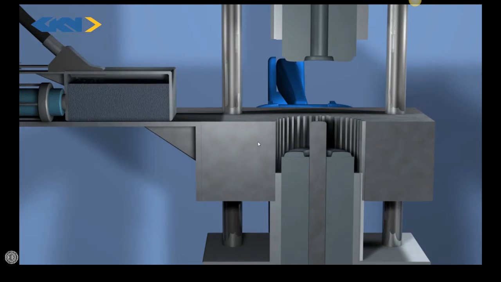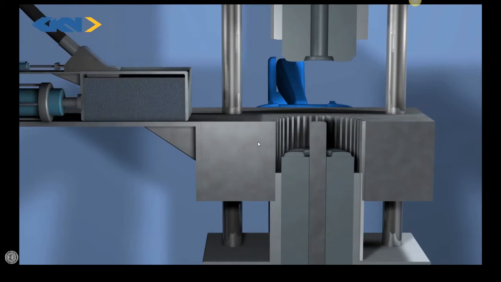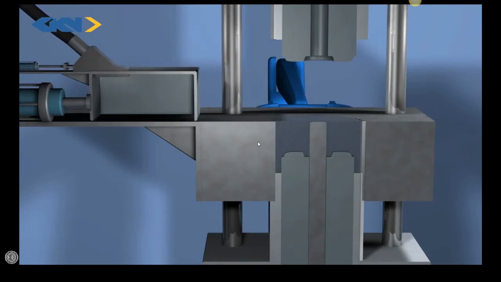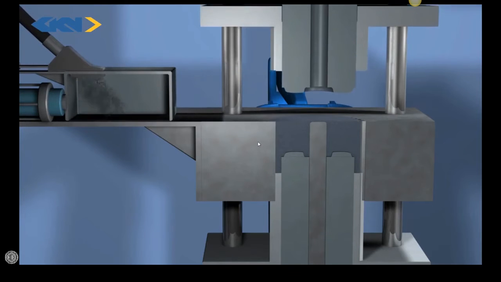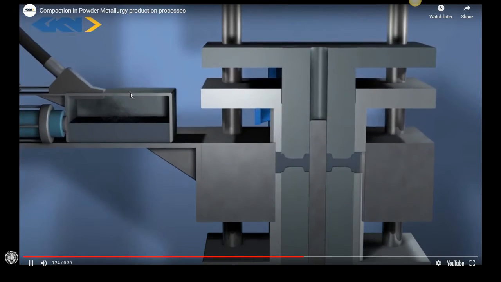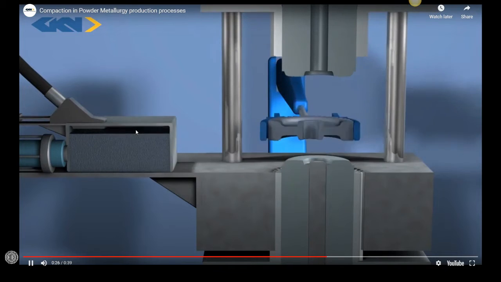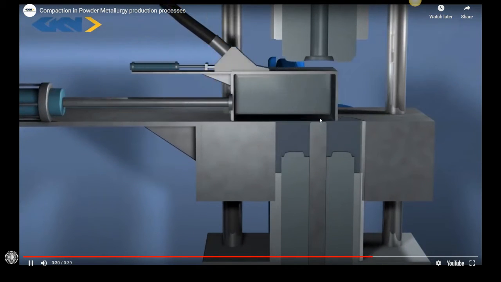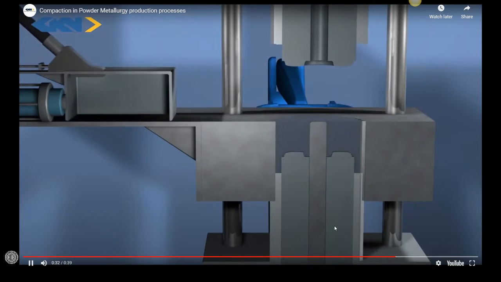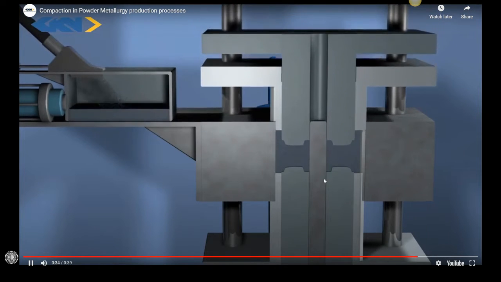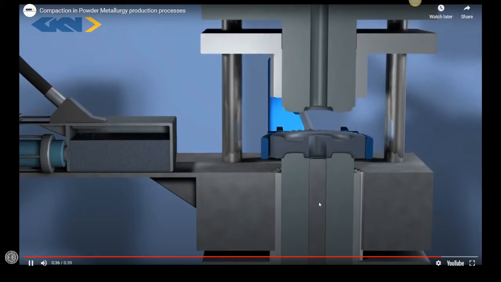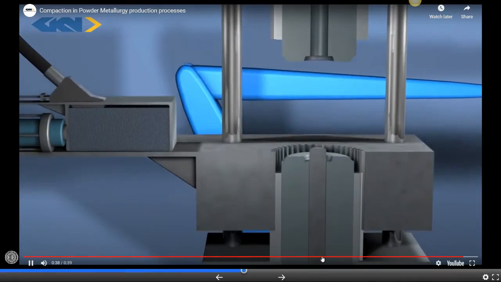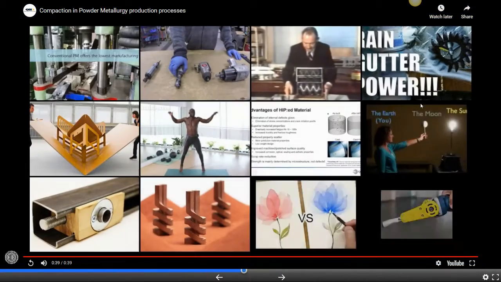So here again is another description of a compaction process done by mechanical press. See, here's the hopper again, fills with powder with just the right amount, then runs over the cavity, and then you have the presses come in, and here's a core in the middle. They compress together, and then they push it out, and something pushes it forward from there.